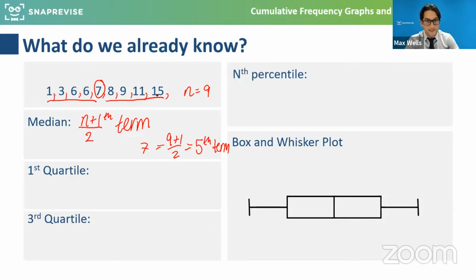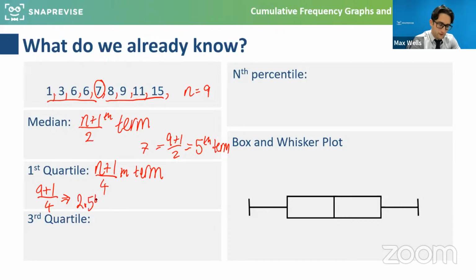For the quartiles, we're splitting the data into 4 chunks, so it's the same sort of idea. We're going to do n plus 1 over 4, and again we can sense check it. 9 plus 1 over 4 tells us the 2.5th term, which is between here and here, so we average 3 and 6 out. 3 plus 6 over 2 is 4.5. So the lower quartile, which slots in between 3 and 6, would be the number 4.5.